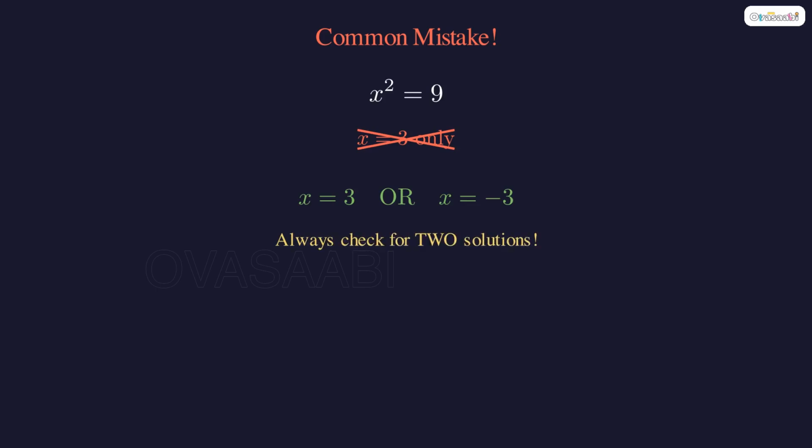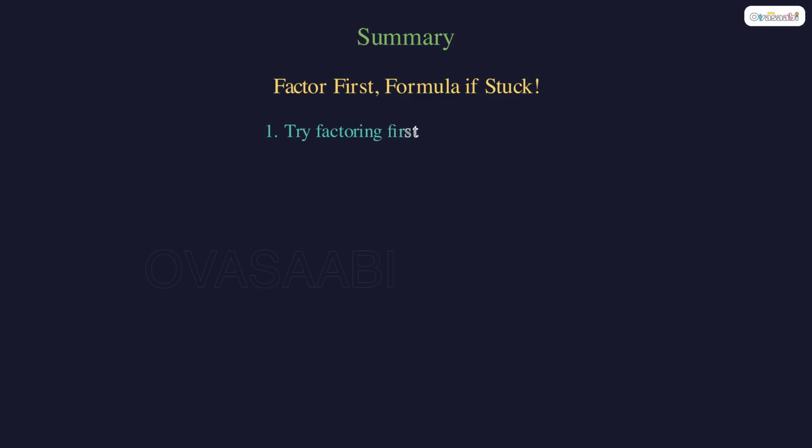Common mistake. If x squared equals 9, many students write only x equals 3. Wrong. X can also be negative 3. A quadratic equation always has up to two solutions.